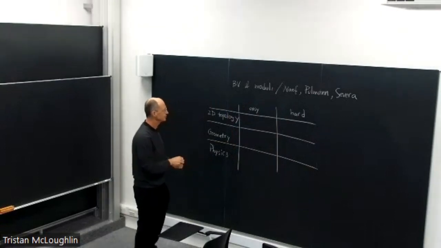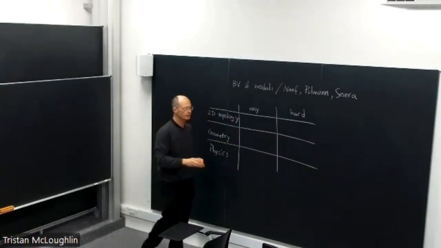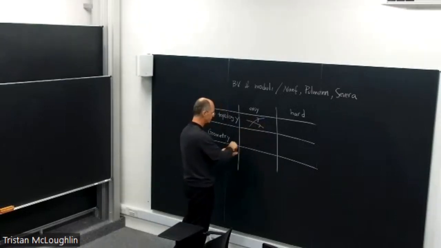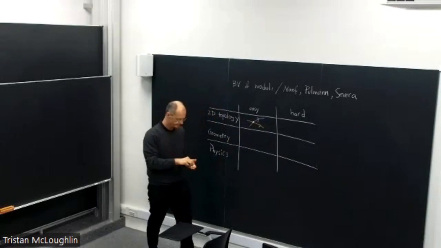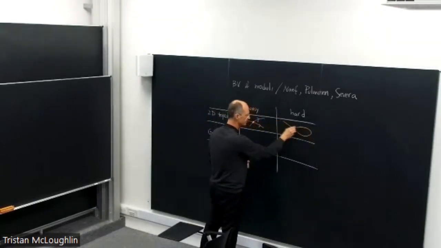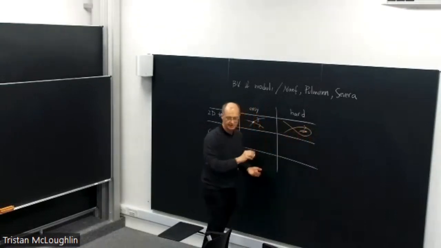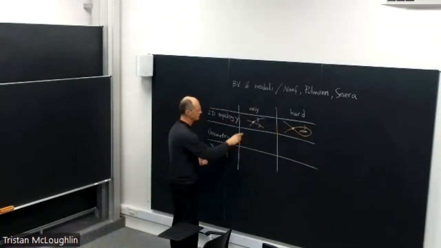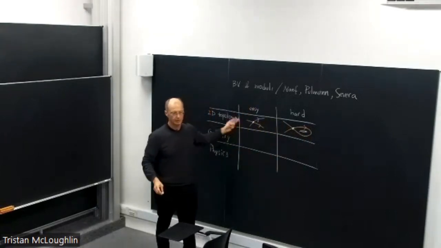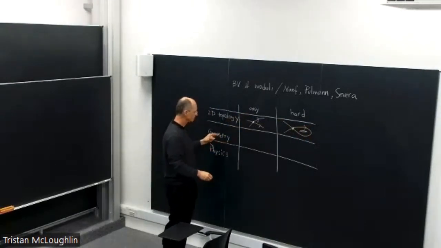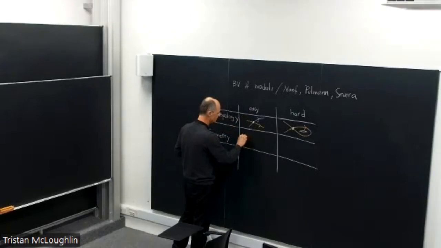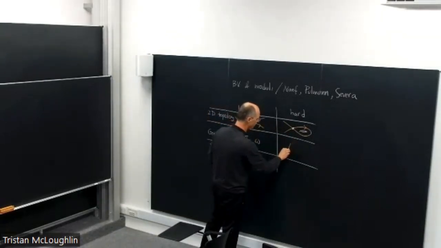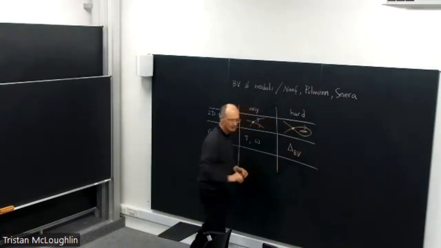So in 2D topology, we'll be interested in intersections and self-intersections of curves on two-dimensional manifolds. Intersections of curves are supposed to be easy, and self-intersections, that's why I needed the colored chalk, are supposed to be hard. In geometry, those columns are supposed to be all counterparts of each other. The counterpart of intersections in geometry are Poisson brackets or symplectic structures. And the counterpart of hard in geometry is those BV structures.